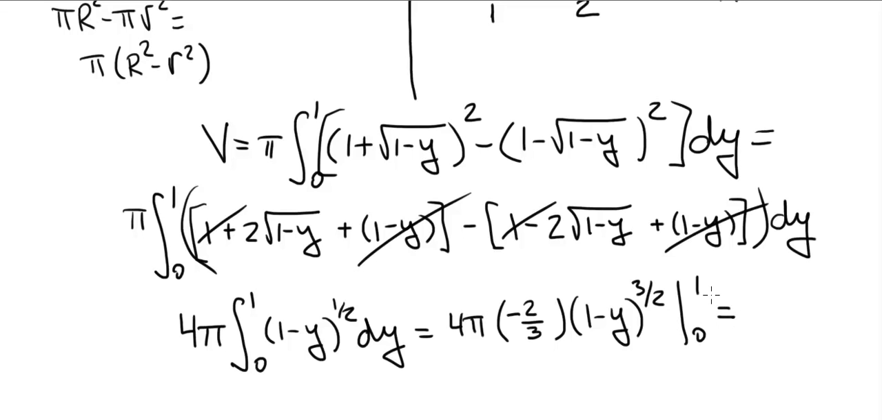Plugging in 1 for y, we get 0, so this is 0, minus 4 pi times negative 2/3, which would be minus 8 pi over 3, and then times 1, so the final answer is 8 pi over 3.